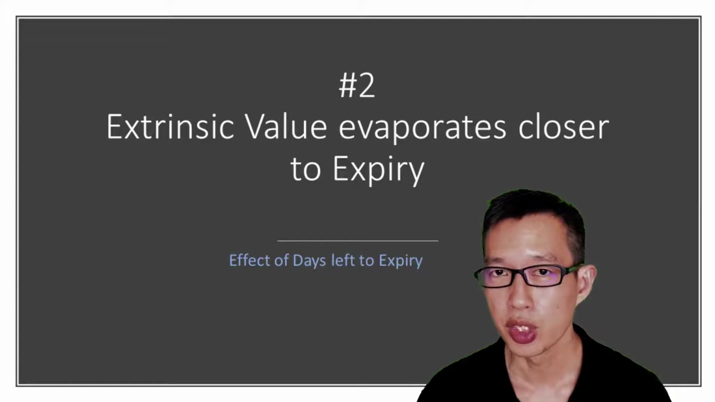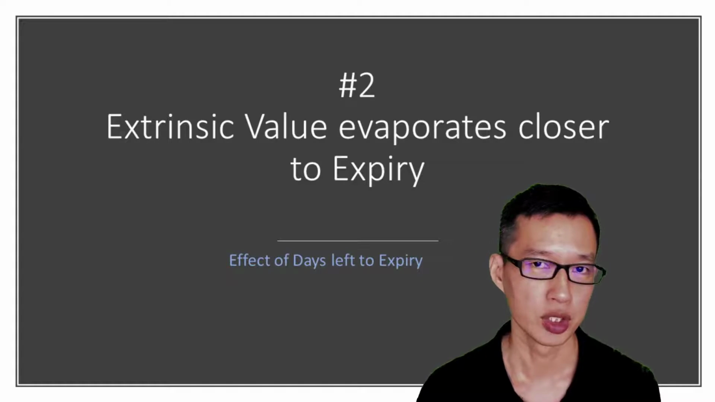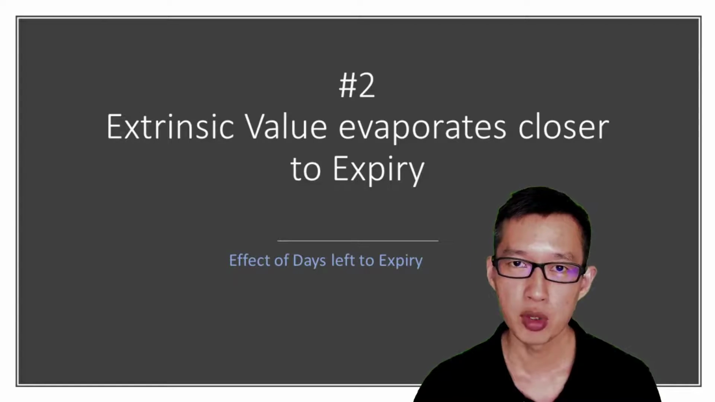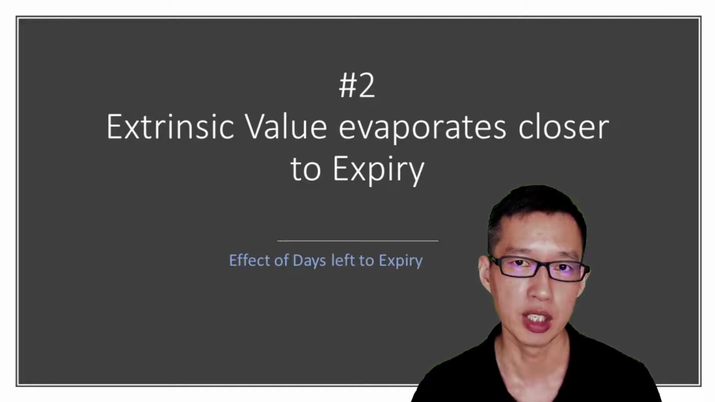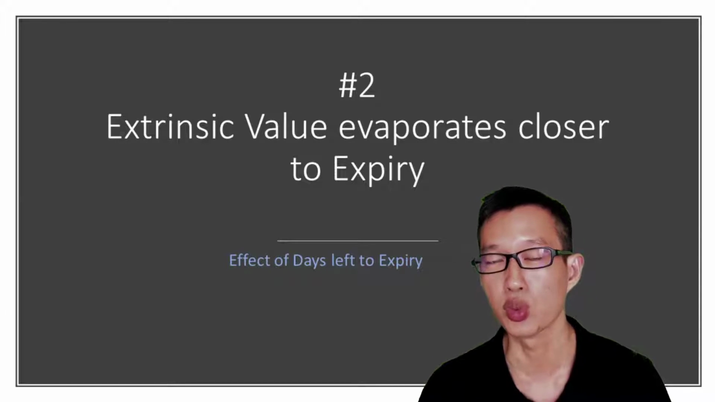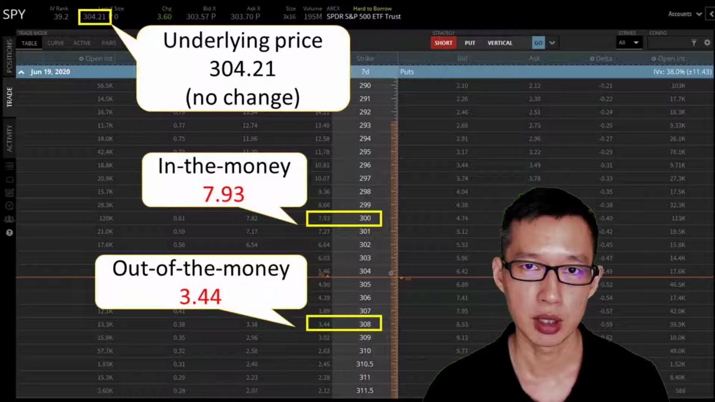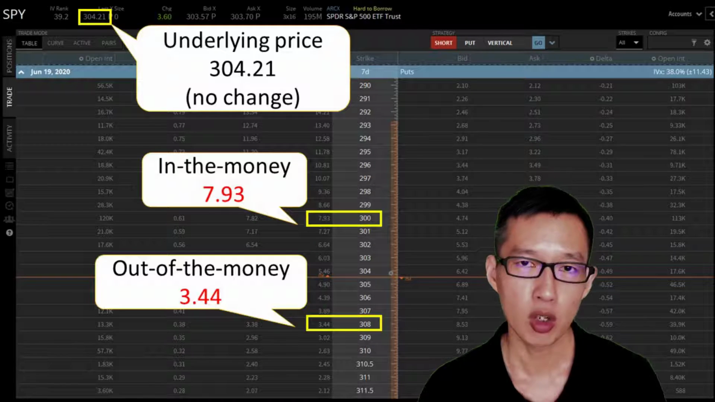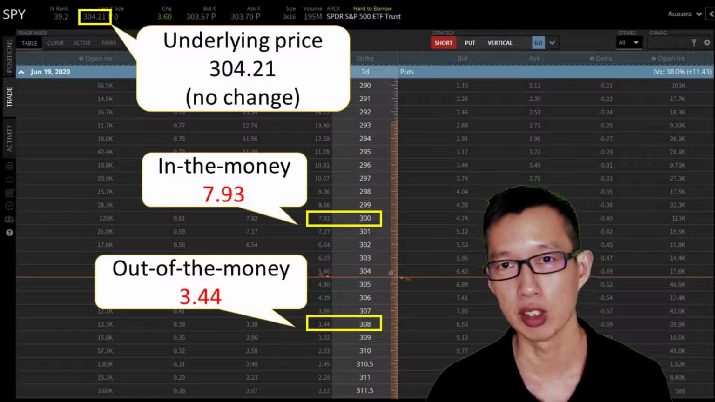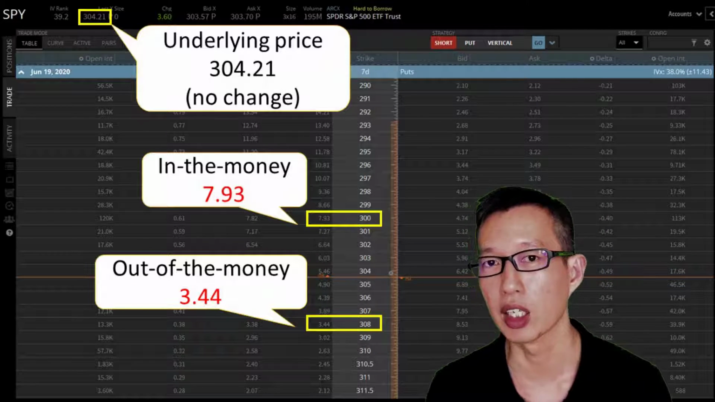Here's the second thing you need to know about intrinsic value and extrinsic value. Extrinsic value starts to evaporate as we get nearer and nearer to expiry. Yes, it starts to evaporate. This particular option chain is taken on the same day as the previous. But the difference here is this options chain expires within 7 days. The previous one expired in 35 days.